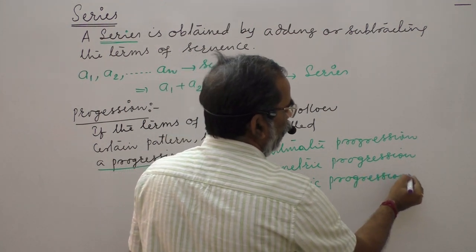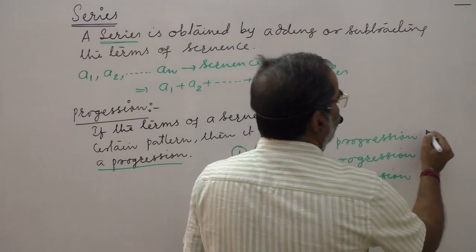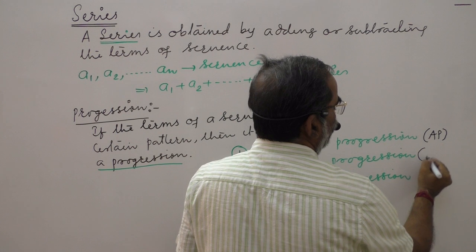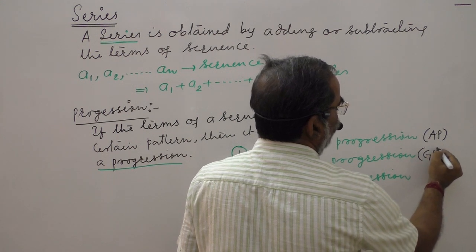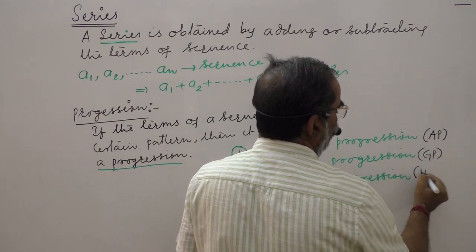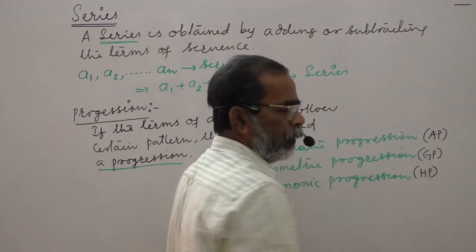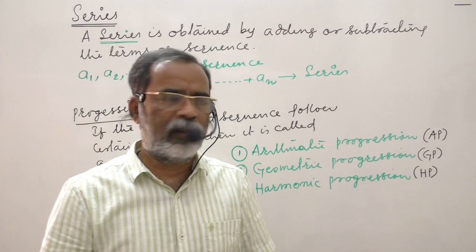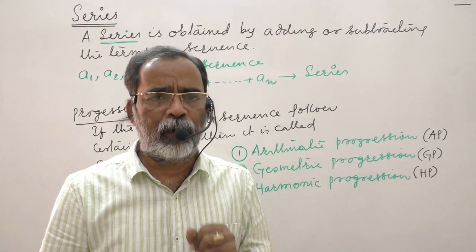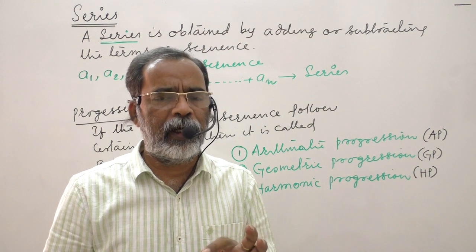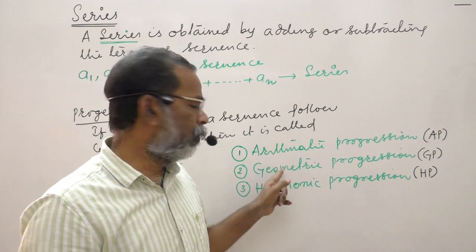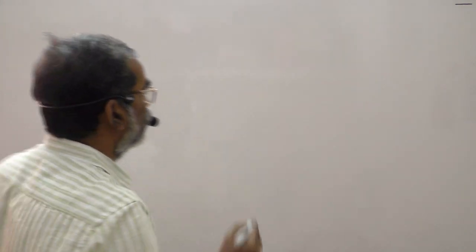These are the common progressions. Arithmetic progression is simply denoted by AP. Geometric progression we denote by GP, and harmonic progression by HP. There are some other progressions, but common progressions are these three: arithmetic progression, geometric progression, and harmonic progression. Now we will see about them one by one in order. Now we will see about arithmetic progression.